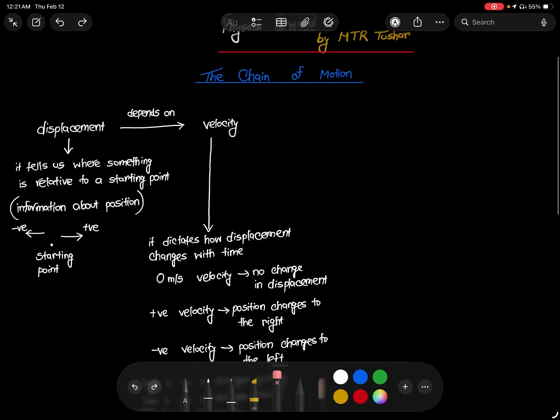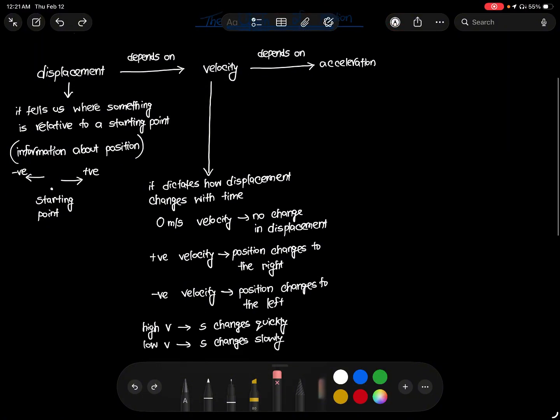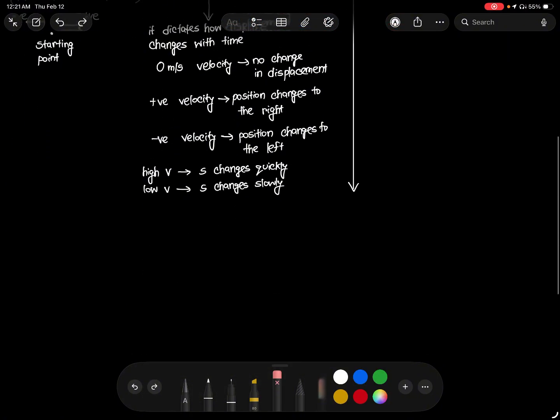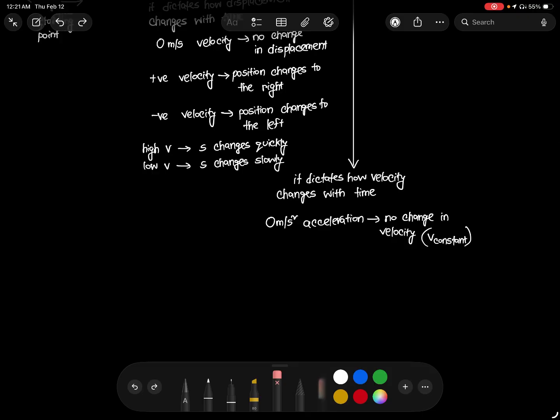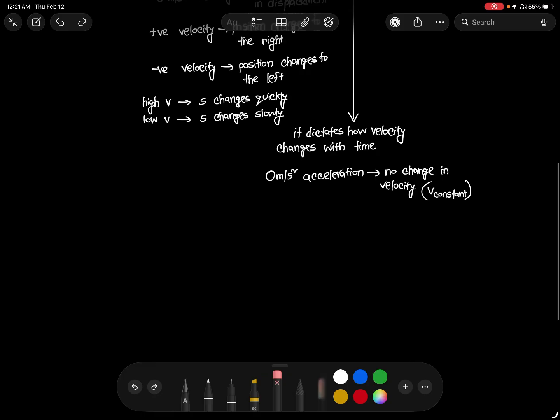Now, let's see the relationship between velocity and acceleration. Velocity depends on acceleration, not the other way around. Now, what is acceleration? Acceleration dictates how velocity changes with time. We know acceleration is the rate of change in velocity. Now, let's see how velocity depends on acceleration.